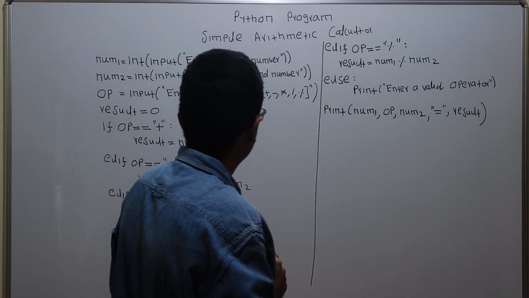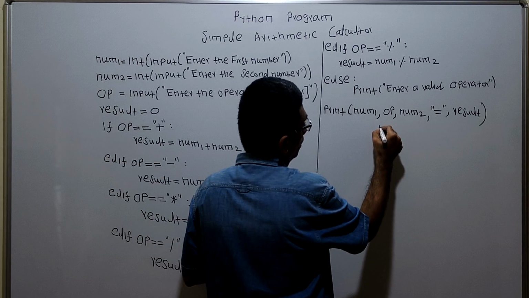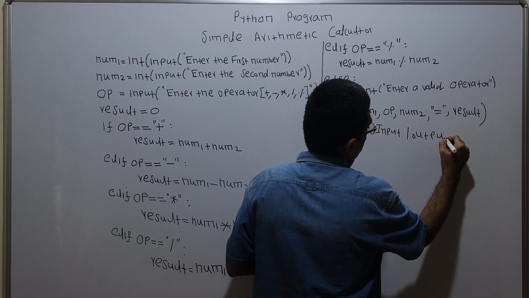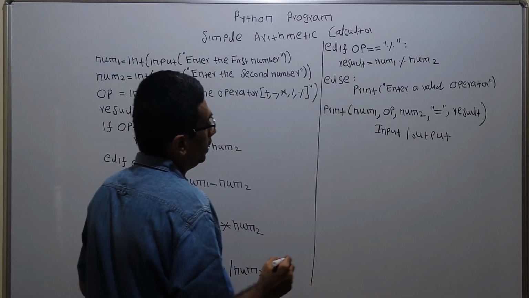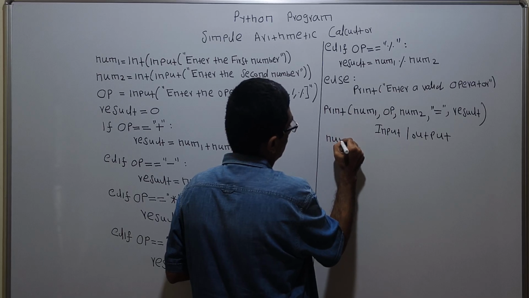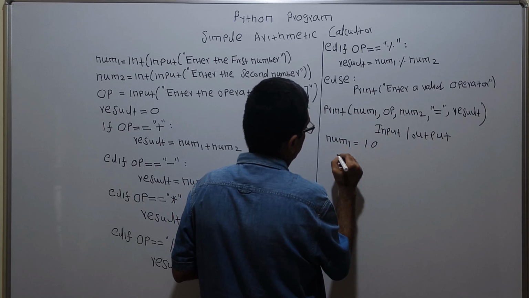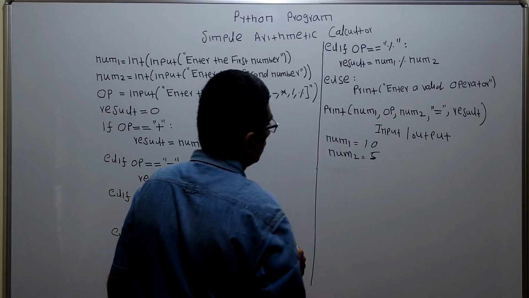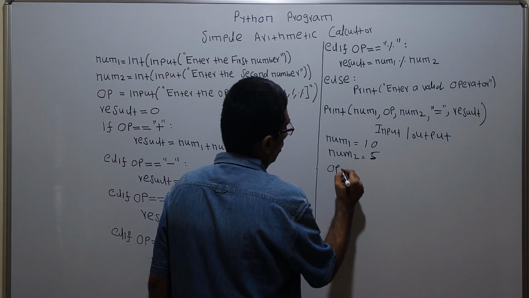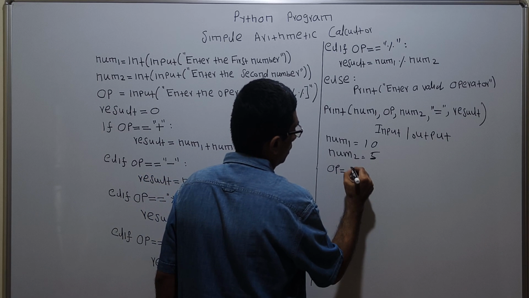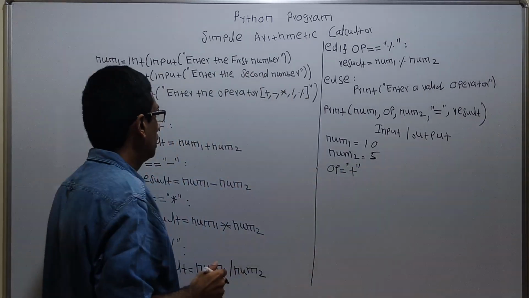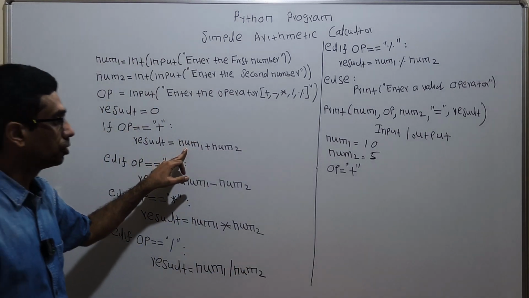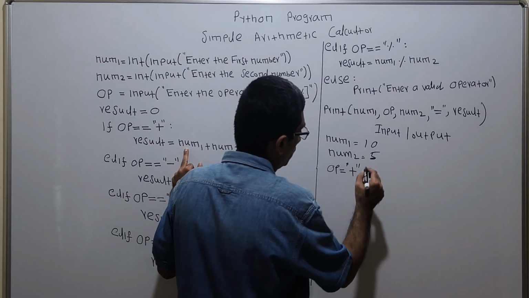Now we'll take some sample input and check how this works. Input, output. For num1 I am taking a value 10. For num2 I am taking a value 5. I am giving operator equal to plus. What will happen? We'll check op equal to plus. This condition is true. In result I am getting num1 plus num2, that is 15.